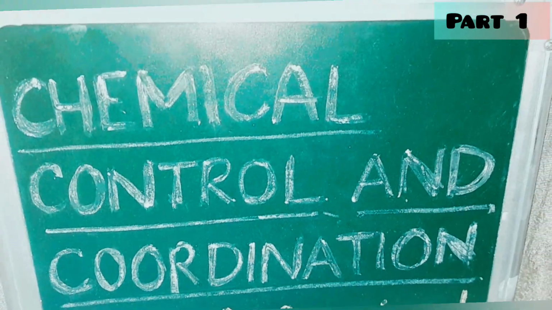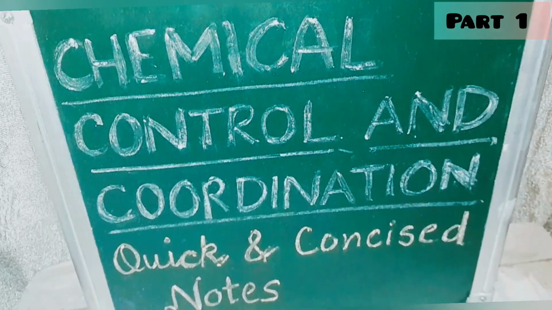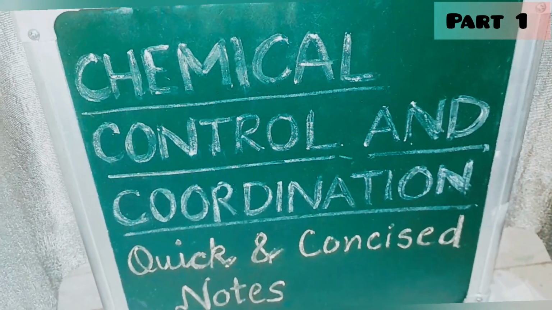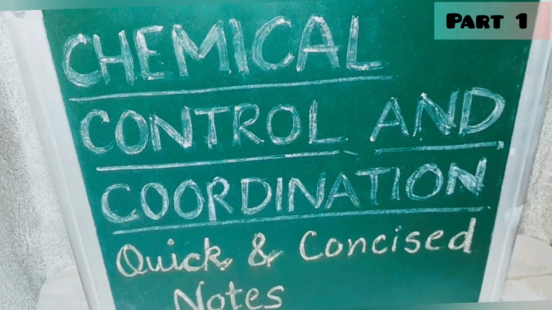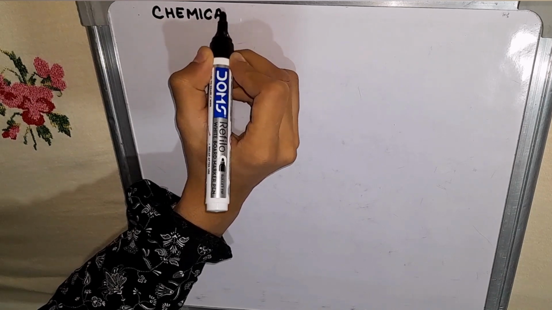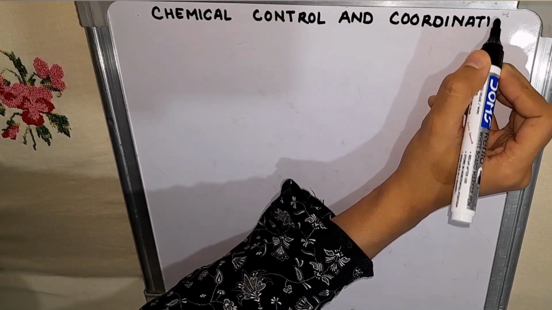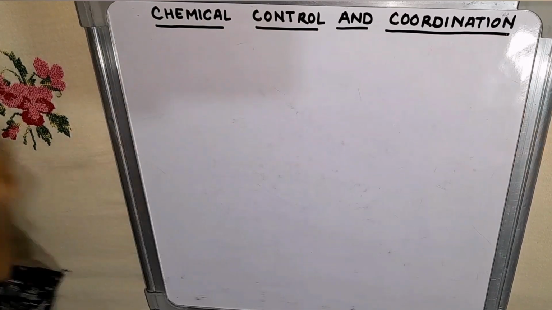So let's begin the video. The topic that I have chosen for today is the Human Physiology chapter, Chemical Control and Coordination. These notes will be very quick and easy to understand, and they will be very helpful for your NEET preparation. So let's start the chapter.